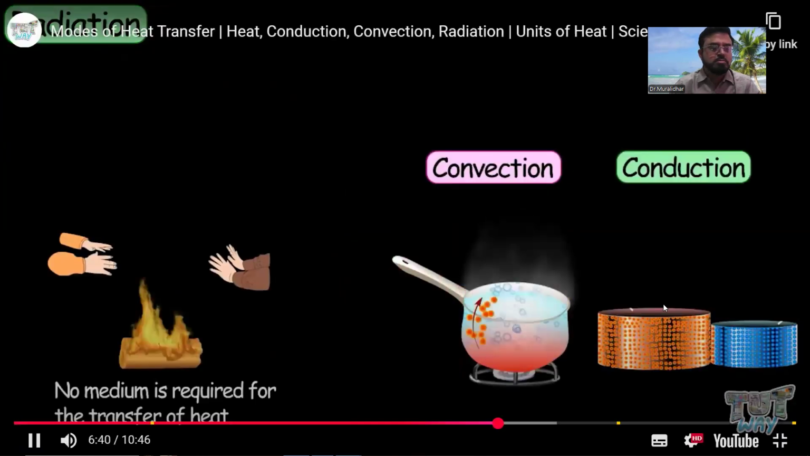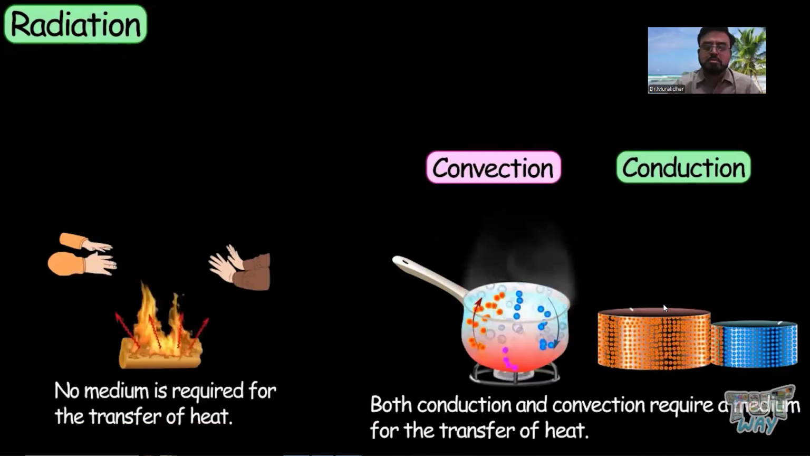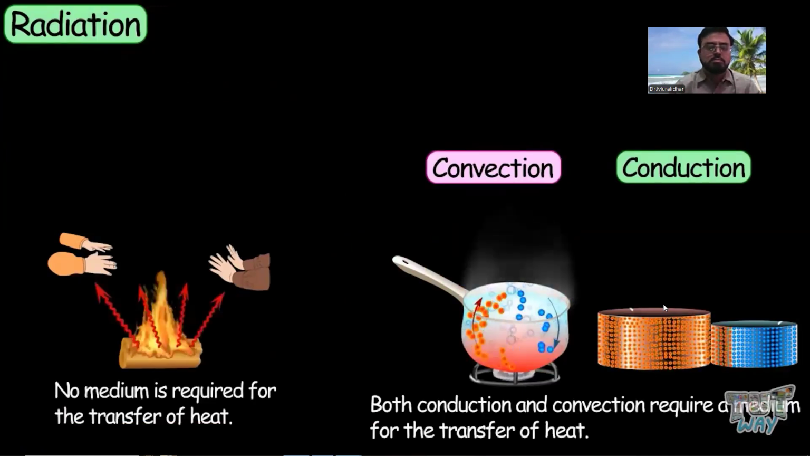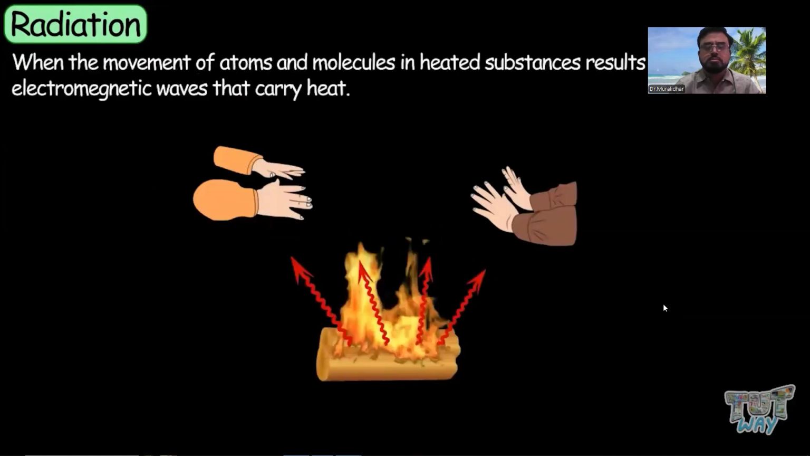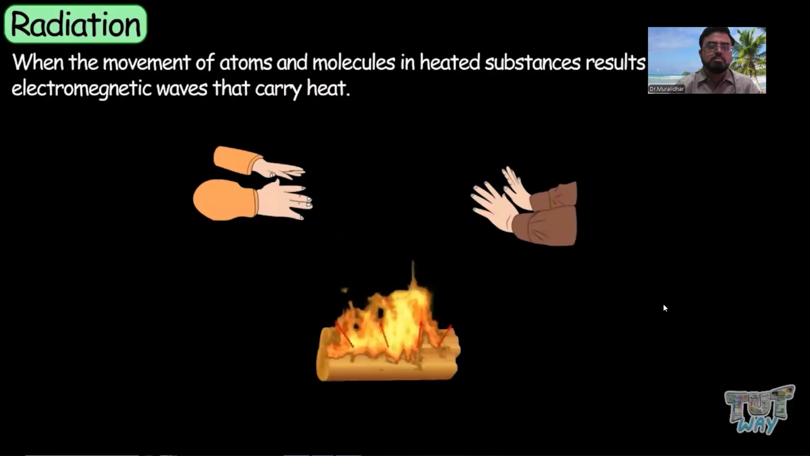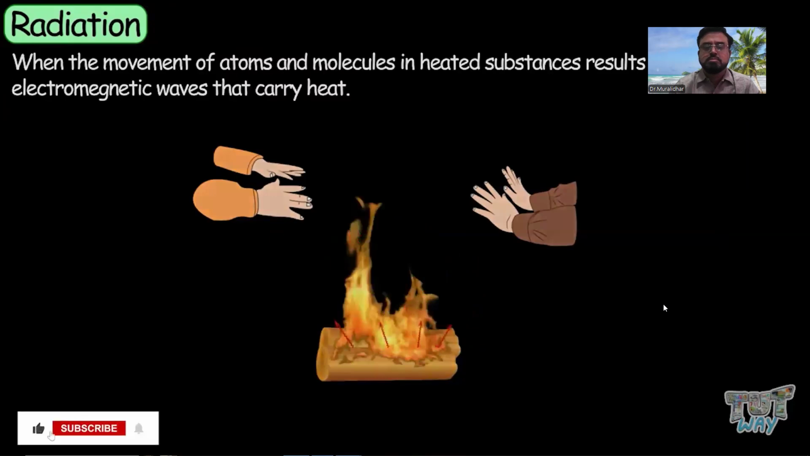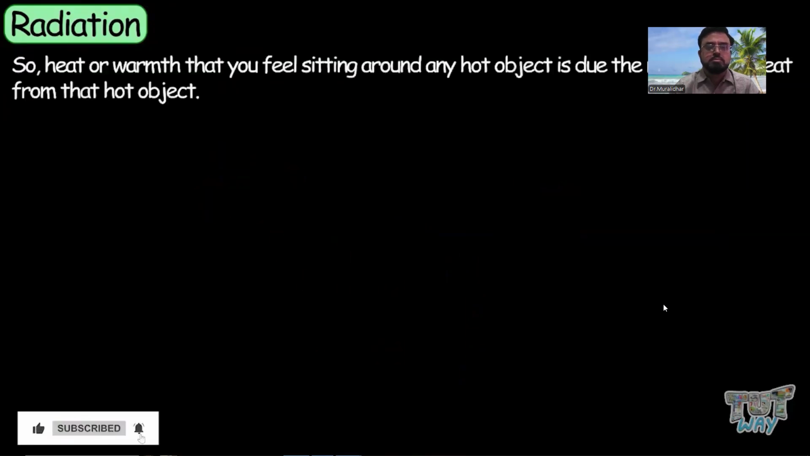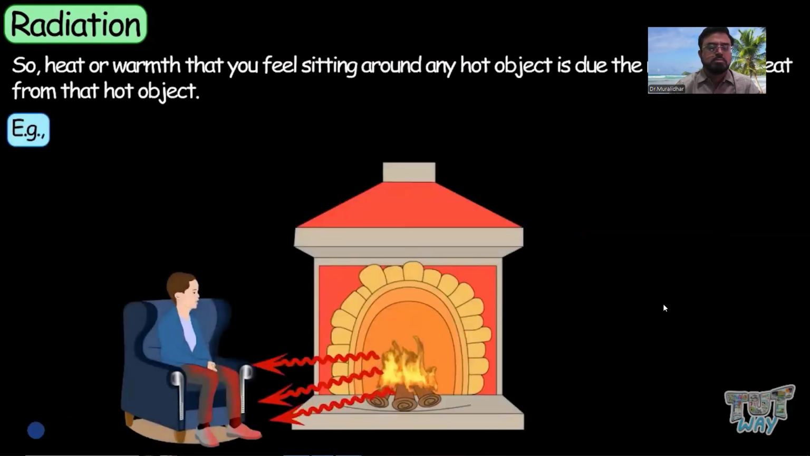as both convection and conduction require some medium for the heat to travel from the hotter region to the colder region. In the case of radiation, random movements of atoms and molecules in heated substances result in emission of electromagnetic waves that carry heat. So the heat or warmth that you feel while sitting near any hot object is due to the radiation of heat from that hot object. For example, sitting near a fireplace, you feel warm due to the radiation of heat from the fire.